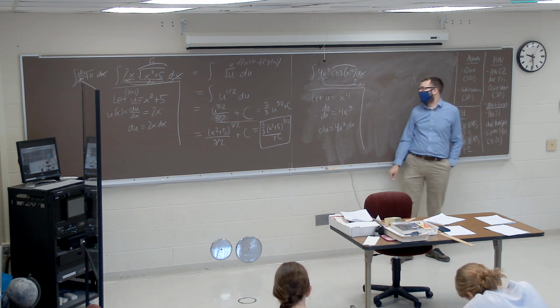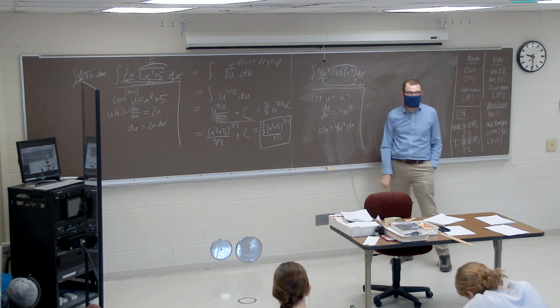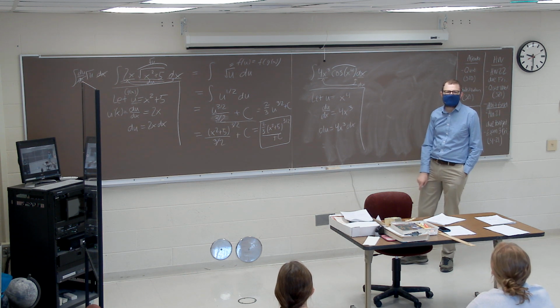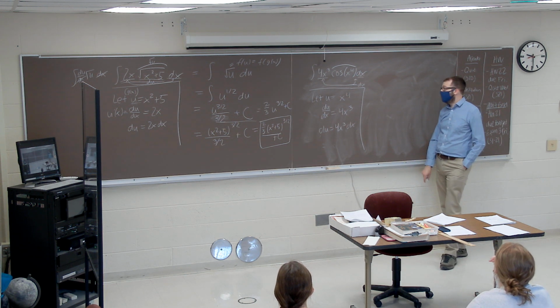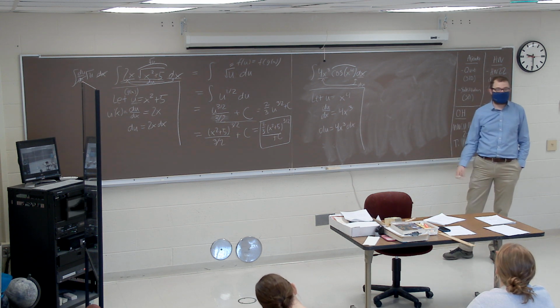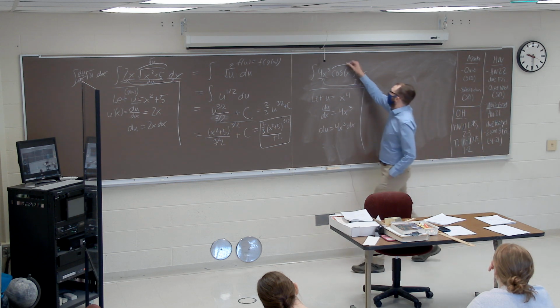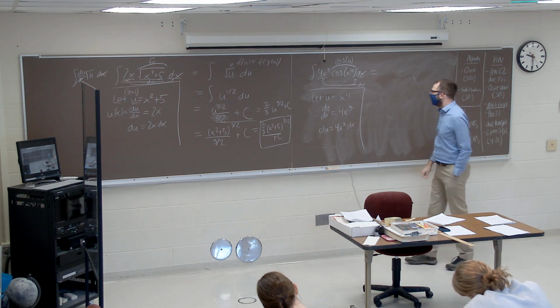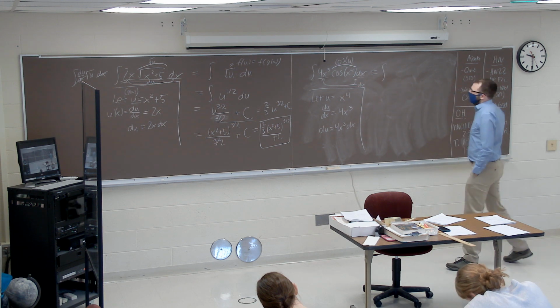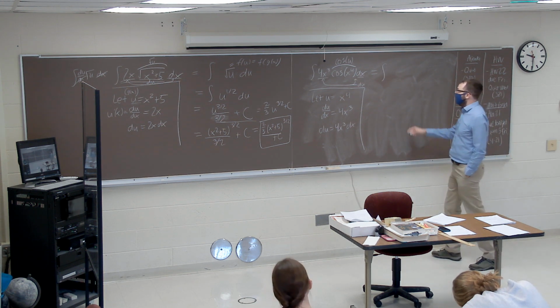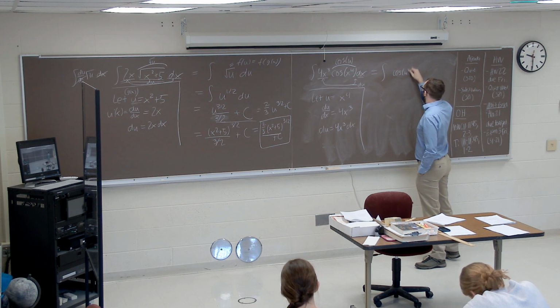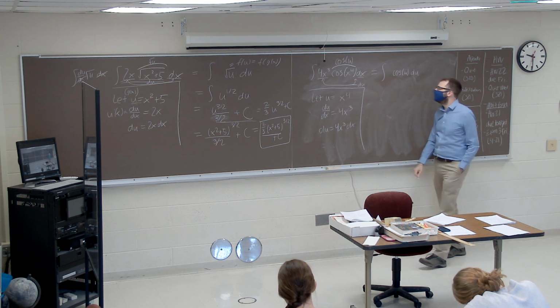Tyra, how could we rewrite cosine of x to the fourth in terms of u? If u is x to the fourth, what would cosine of x to the fourth be? Oh, cosine of u. Yeah, I like it. We're going to have cosine of u. So once we make our replacements here, we'll have cosine of u du.